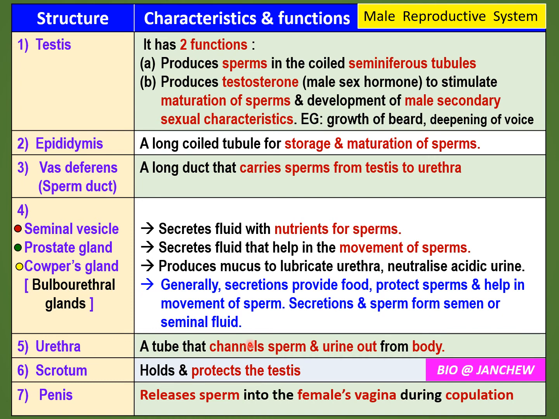Urethra channels sperm and urine out of the body. Scrotum protects the testes, and penis is to release the sperm into the female's vagina during copulation.